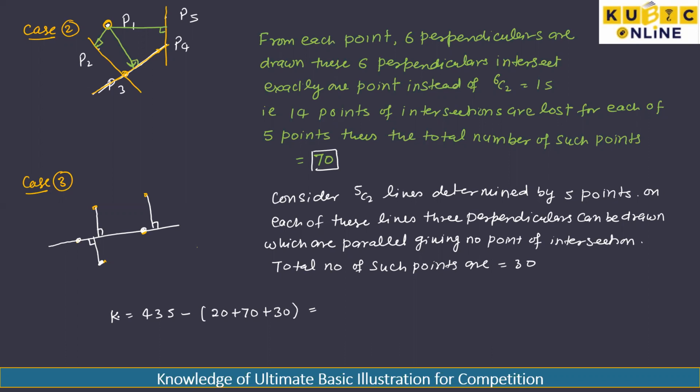So the value of k is the total number of points, 435, minus case 1, case 2 and case 3. So it is 315. So k divided by 105 equals 315 divided by 105, and this is 3, and this is the final answer.